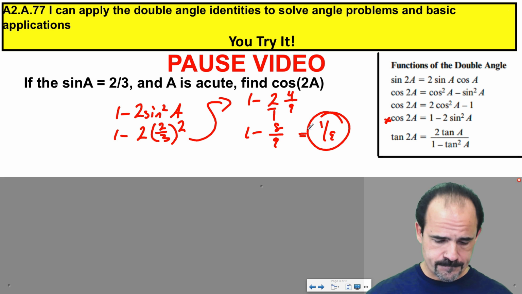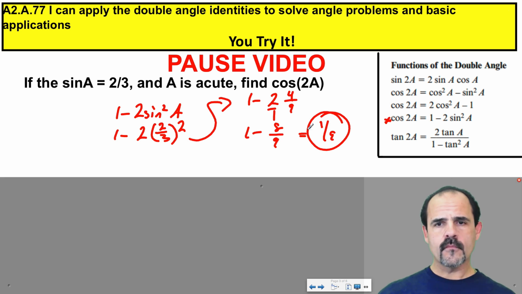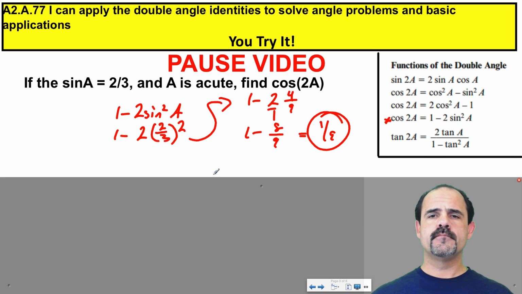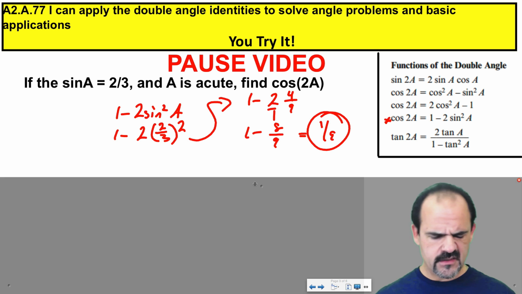All right, so. Oh, wait a second, I messed up. No, I didn't. 2/3 squared is 4/9. Yeah, no, I did it right, because I screwed up on my notes.